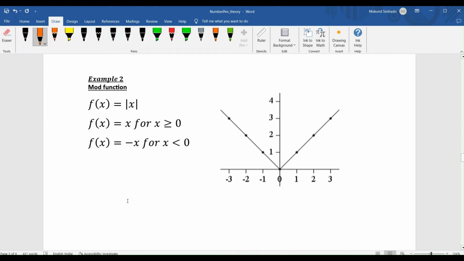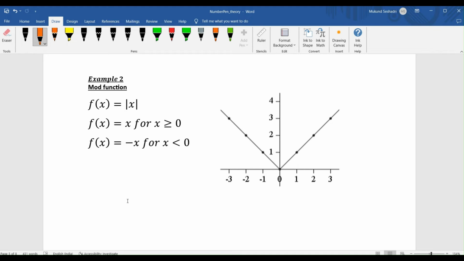So a mod function is defined as this, right? For values greater than or equal to 0, we have f of x equals x, and for values lesser than 0, we have f of x equals minus x, right? Now, from our previous examples and from this example, we know that the point of inflection is again 0, right?